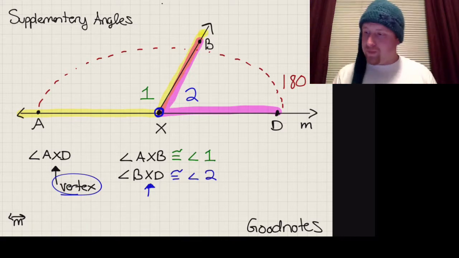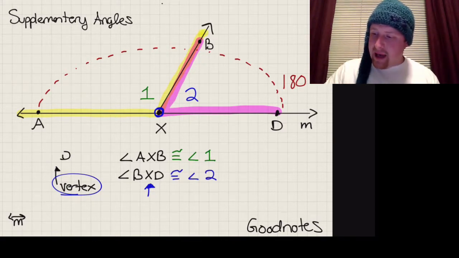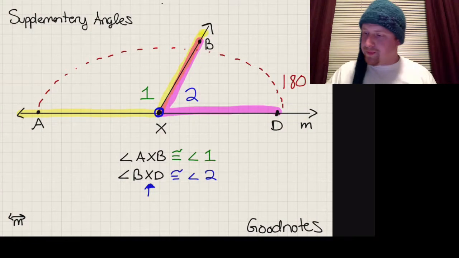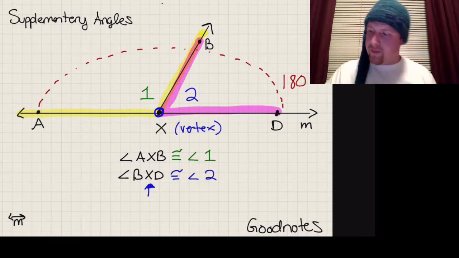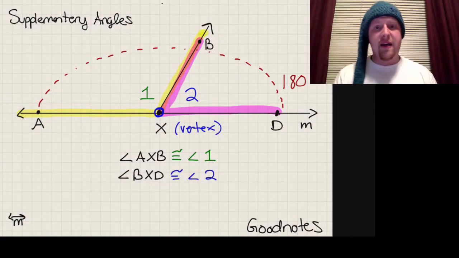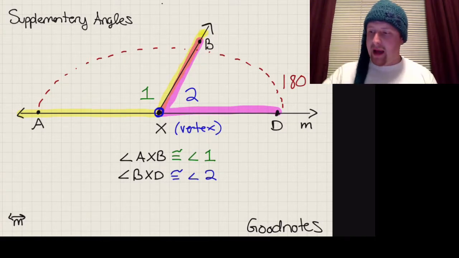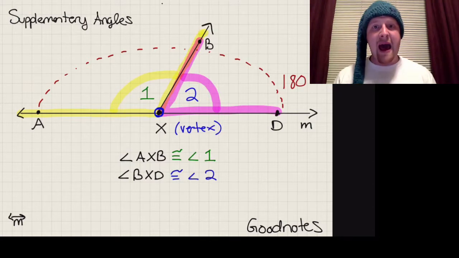Okay, so I've named these angles. I need to give myself a little bit of room here. I am going to put the word vertex next to X so that we don't forget it. But we need to get back to this important idea, and that is, what if I were to add the measure of angle 1, this distance right here, and I were to add the measure of angle 2. So I were to add the measure of angle 1 and the measure of angle 2.